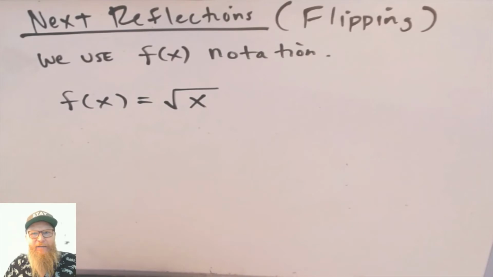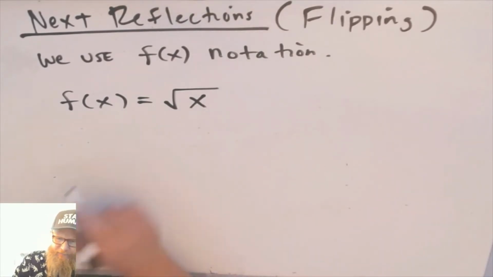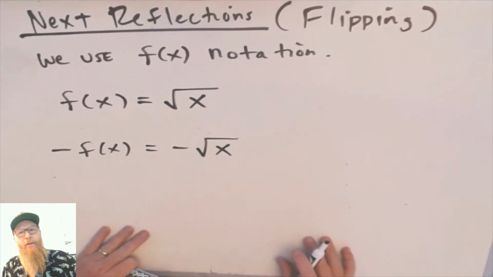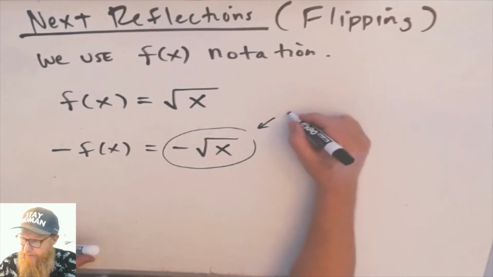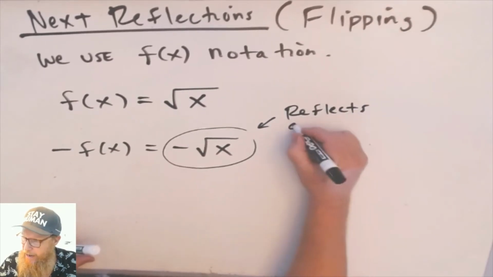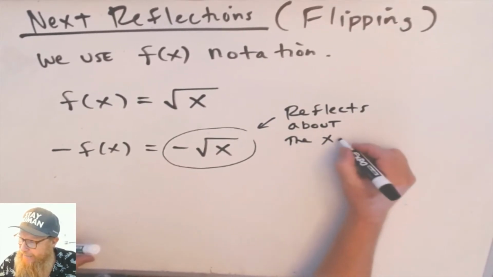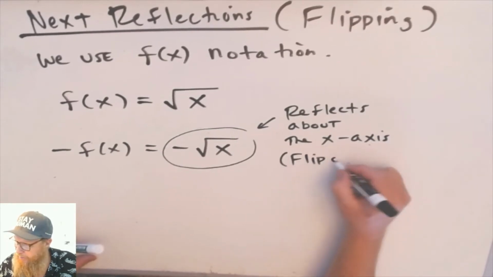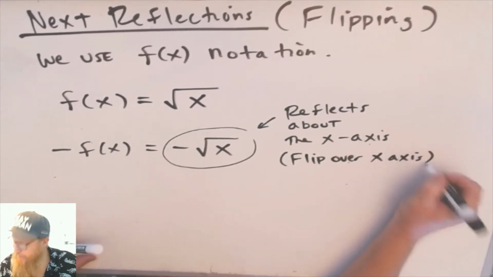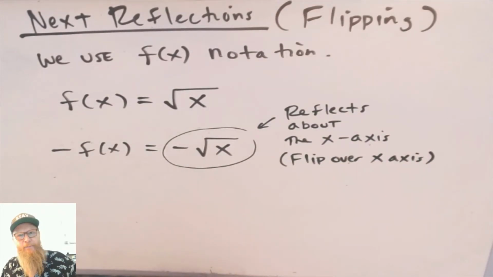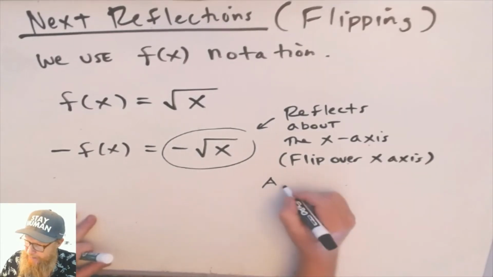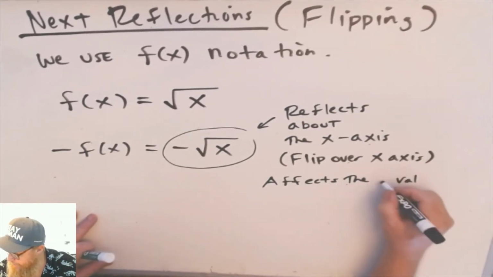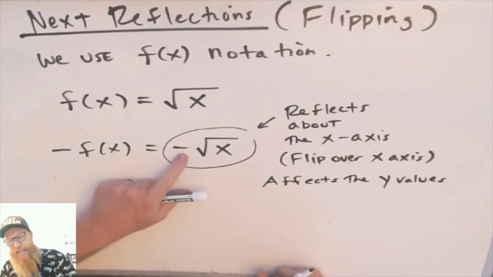If I put a negative on the outside, this reflects or flips about the x-axis. Or flip over the x-axis. It affects the y values if the negative is on the outside.